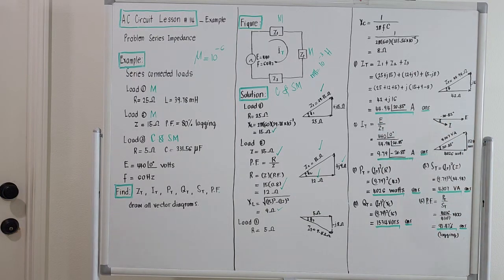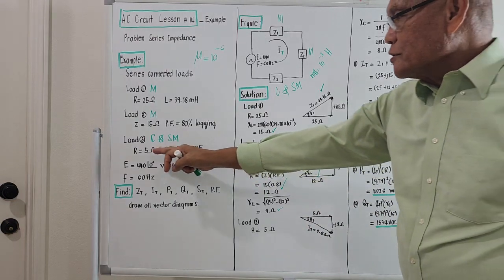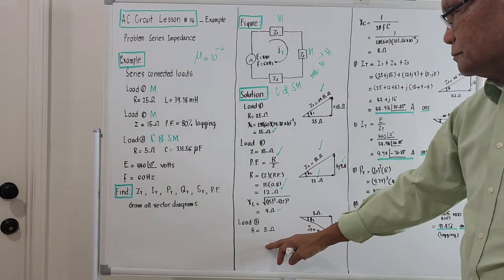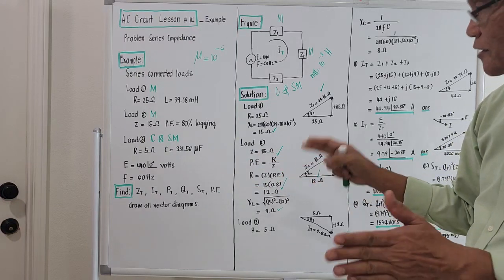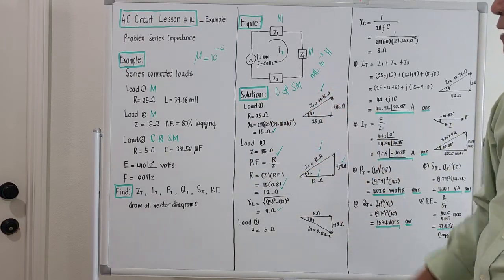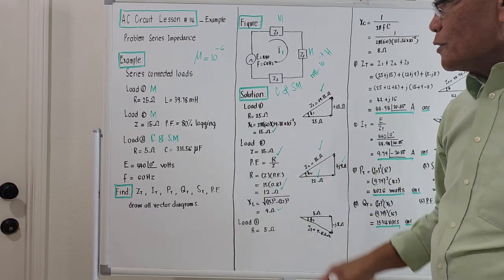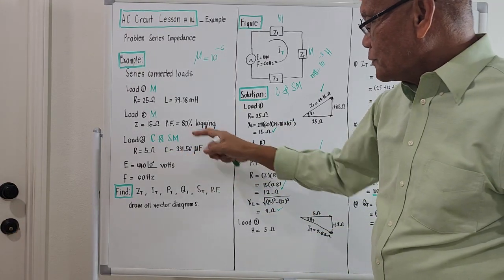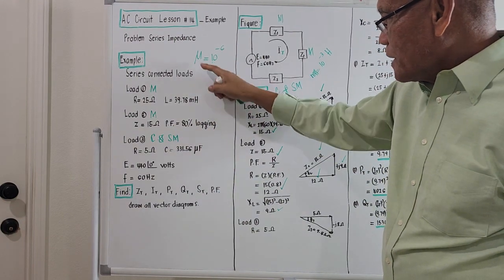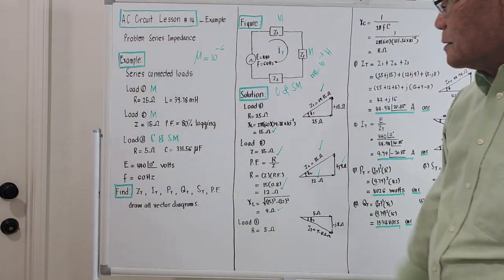Load number 3. For load number 3, the resistance is 5 ohms. But instead of giving us the impedance, the other given for load number 3 is the capacitance, the other component of the load, in which the value of the capacitance is 331.56 microfarad. Micro is 10 to the negative 6.